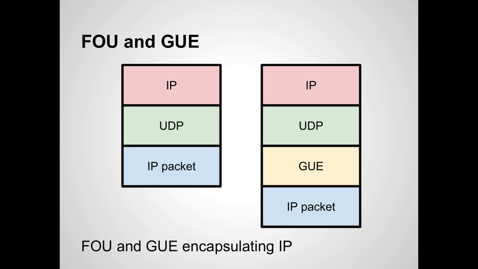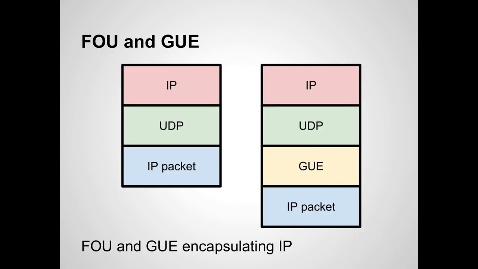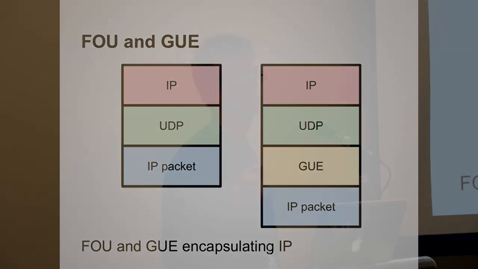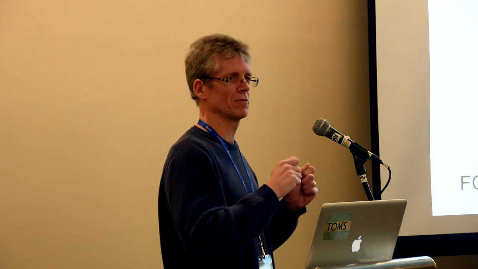So foo-over-UDP, the basic idea is we have an IP header, a UDP header, and then the networking packet. So there's no extra protocol header. It's the destination port that tells us what the type of protocol is. So again, going back to here, if you look at the left, this is an IP header, UDP header, IP packet. So if this was actually an IPv4 packet, it's the destination UDP port that tells us this port means this IP protocol.